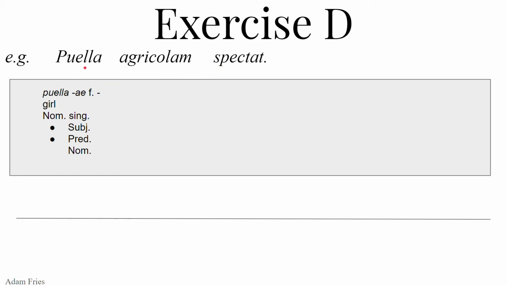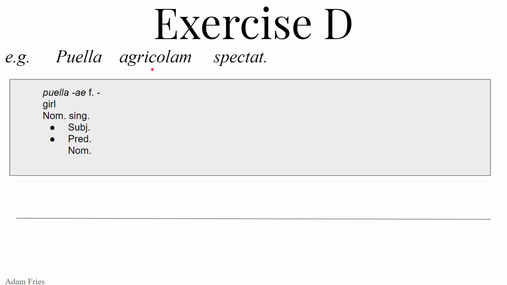So, puellae could be the subject, girls could be the subject, or it could be the predicate of something else coming along. So it's probably going to be the subject. So girls are probably going to be the nominative subject. Girls are going to be doing the action of the verb, whatever that verb is. We haven't gotten there yet.